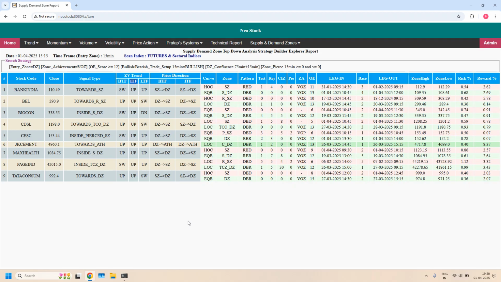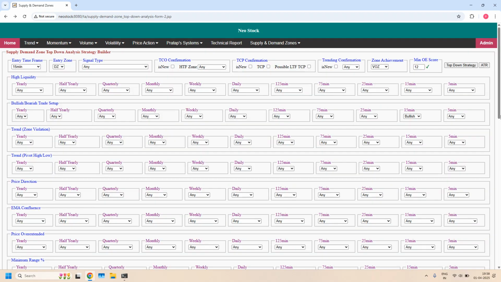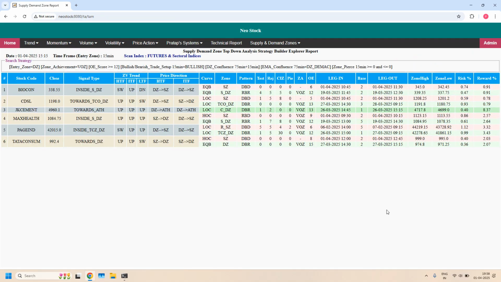So let's verify if any of the 75 minutes demand zones are having daily EMA confluence. The EMA confluence at 75 minutes time frame, I am checking 75 minutes demand zone having daily EMA confluence. 6 stocks are having. So these 6 stocks, these 15 minutes demand zones might be having more high probability to get success.